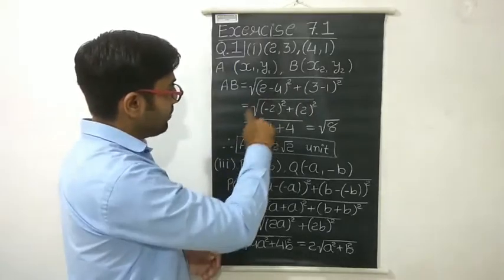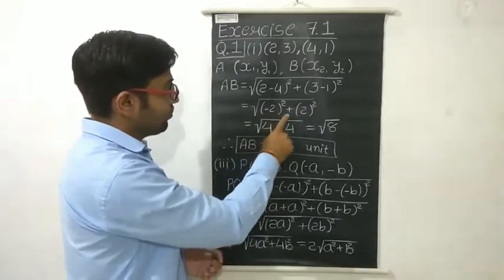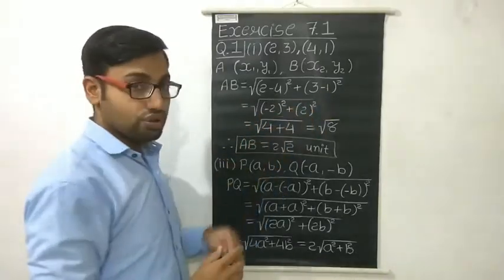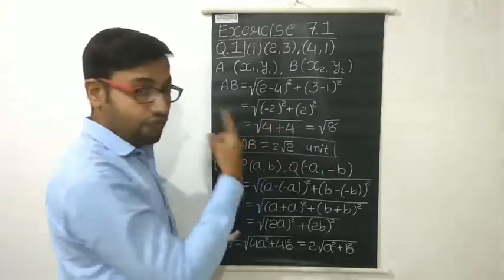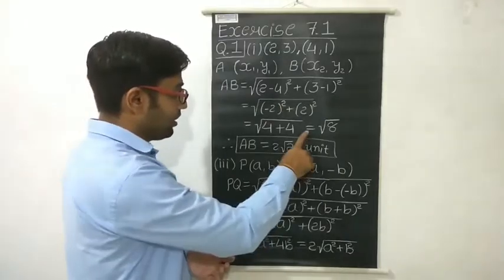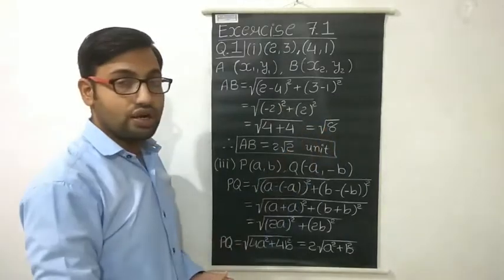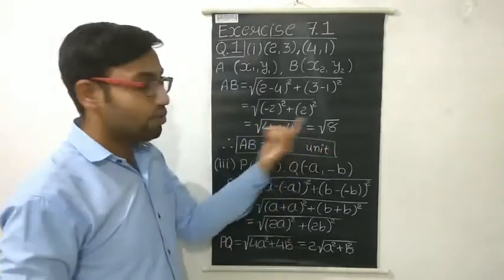So here in the square root, what will happen? 2 minus 4 is minus 2. So minus 2 square plus 3 minus 2 is also 2. So 2 square. So both minus 2 square is 4 and plus 2 square is also 4. So what we get total is equal to under root 8. And now AB is under root 8.